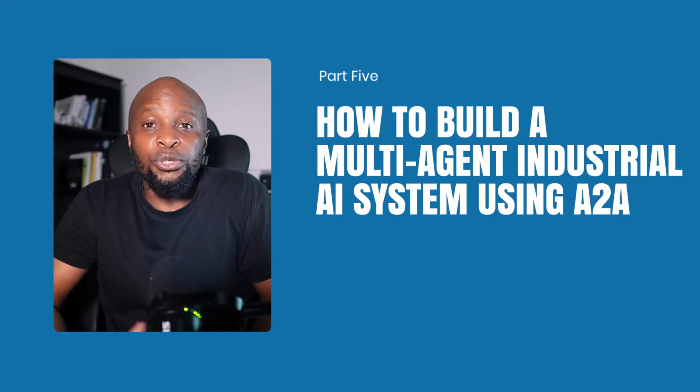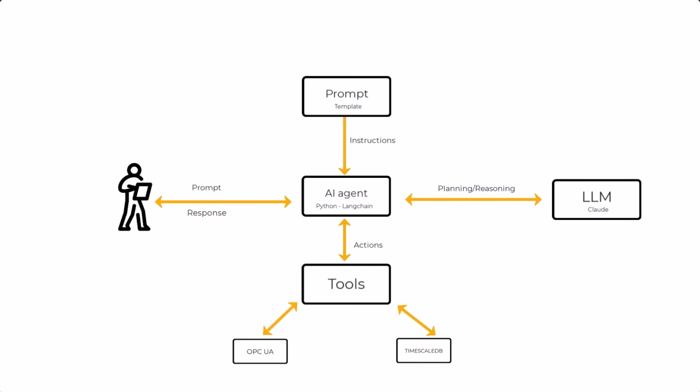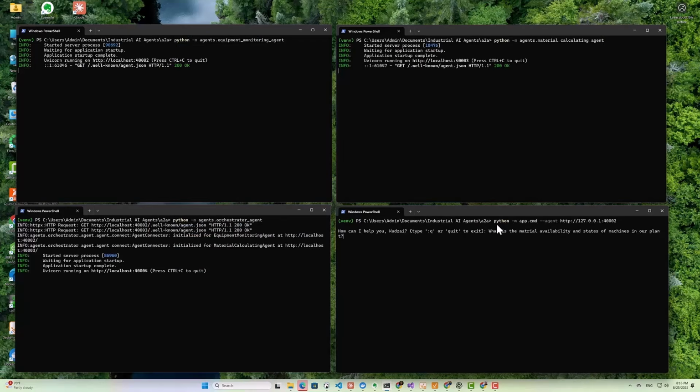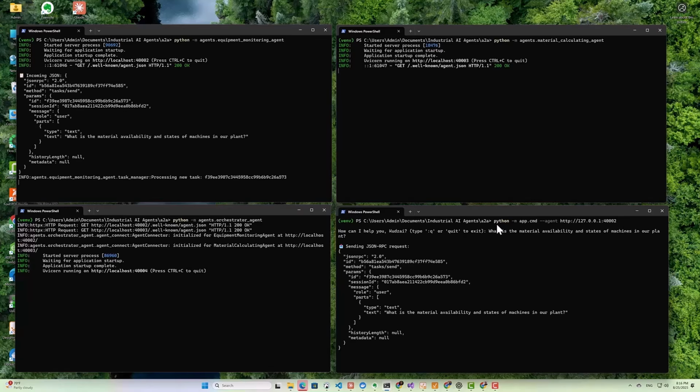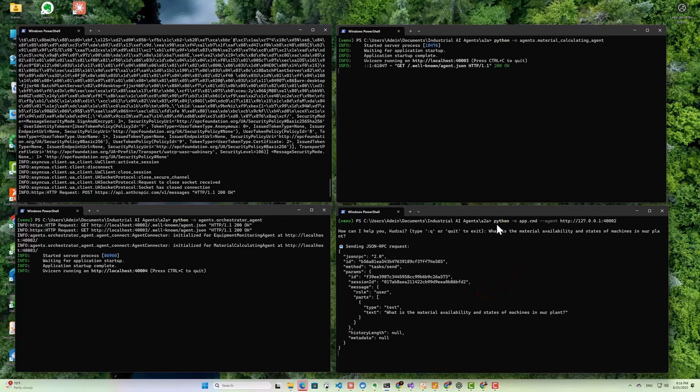In part 5, I'll show you how to build a multi-agent industrial AI system using the agent-to-agent or A2A communication protocol. This means breaking down our monolithic AI agent into several specialized agents, such as an equipment monitoring agent, a material calculating agent, and an orchestrator agent responsible for delegating tasks across the system. We will then implement the A2A protocol, enabling these agents to communicate, collaborate, and share context, laying the foundation for a distributed, intelligent agent ecosystem in industrial environments.